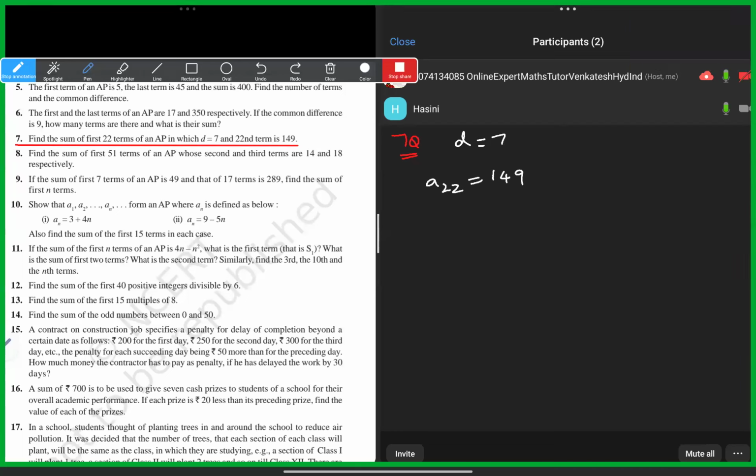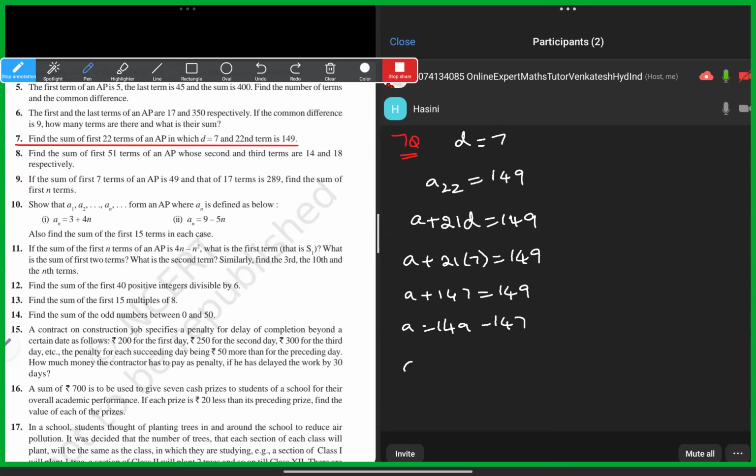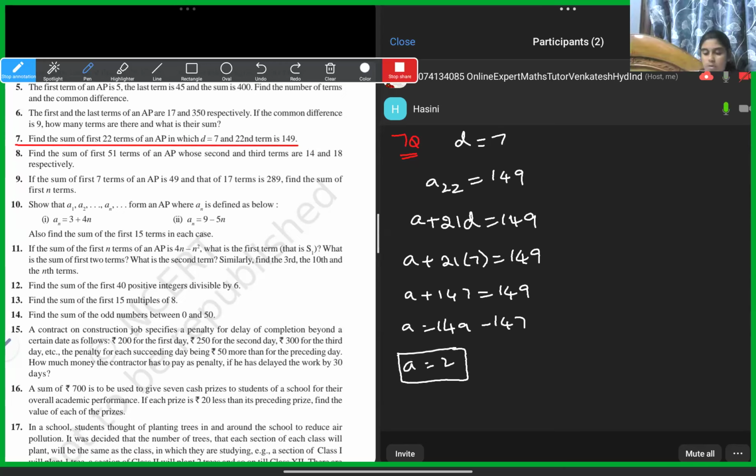The sum of 22 terms is S22. The 22nd term is A22 in particular. So A22 is nothing but a plus 21d, no? Yes, sir. Using this equation we can find out the a value, Hasni. a plus 21 into 7 is equal to 149. a plus 21 into 7, which is 147, is equal to 149. a is equal to 149 minus 147. a is equal to 2. Any doubt? No, sir.